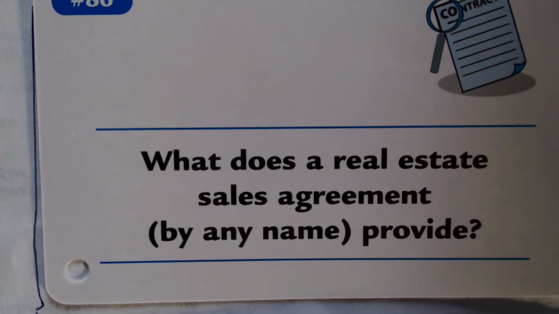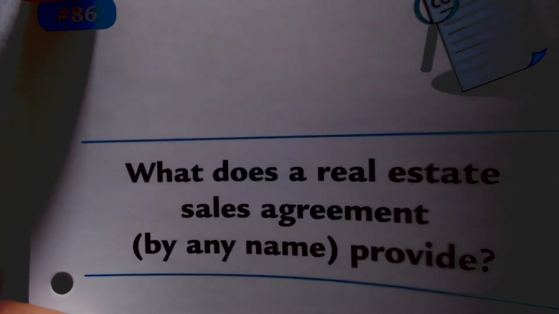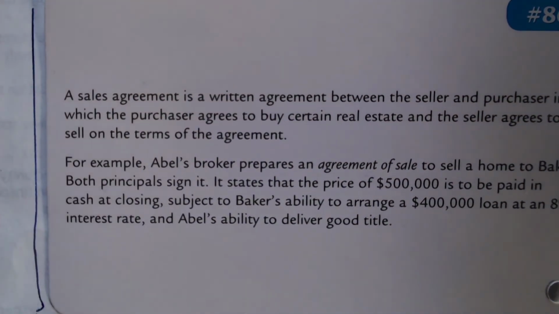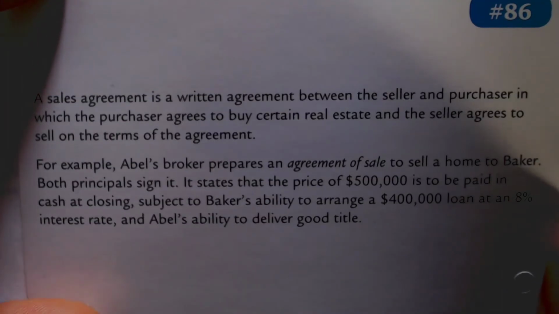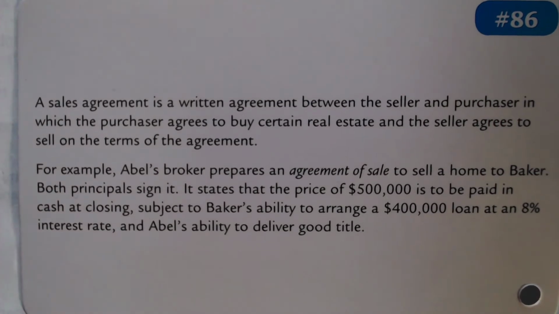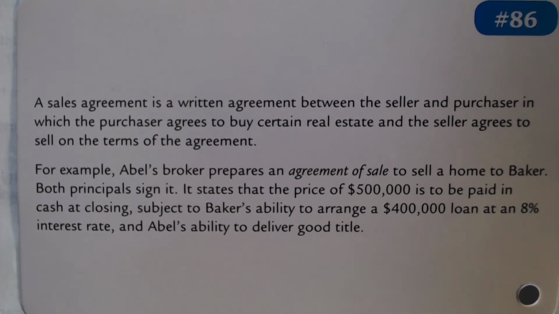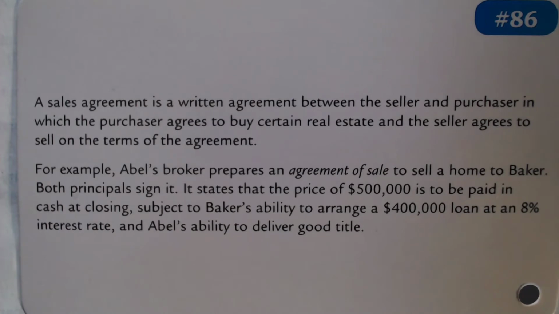What does a real estate sales agreement by any name provide? A sales agreement is a written agreement between the seller and purchaser in which the purchaser agrees to buy certain real estate and a seller agrees to sell on the terms of the agreement.